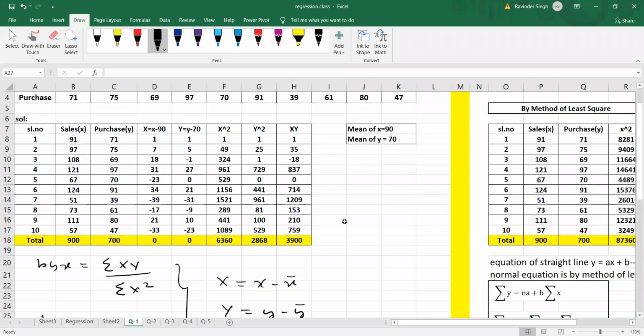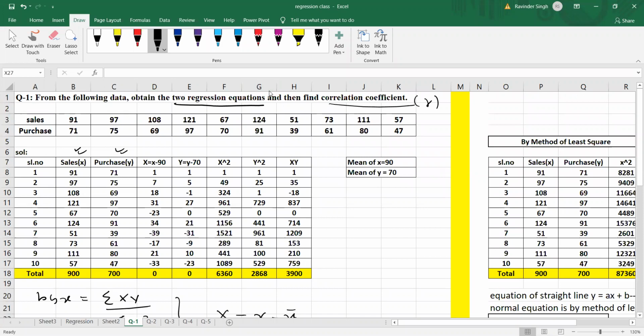So now you can see here, the mean of x I have already calculated. All the data I have written here. This is x, this is y. So all the values of x and y I have written here. The sum of x is 900, total number of values is 10, so the mean of x becomes 90. The summation of y is 700, 700 by 10, so the mean of y is 70. So we have got the mean of x and mean of y. Now we have to calculate capital X equal to x minus x bar, and capital Y equal to y minus y bar.